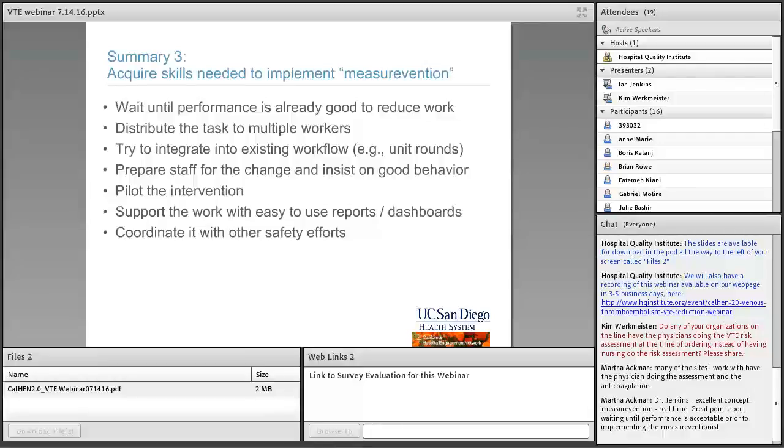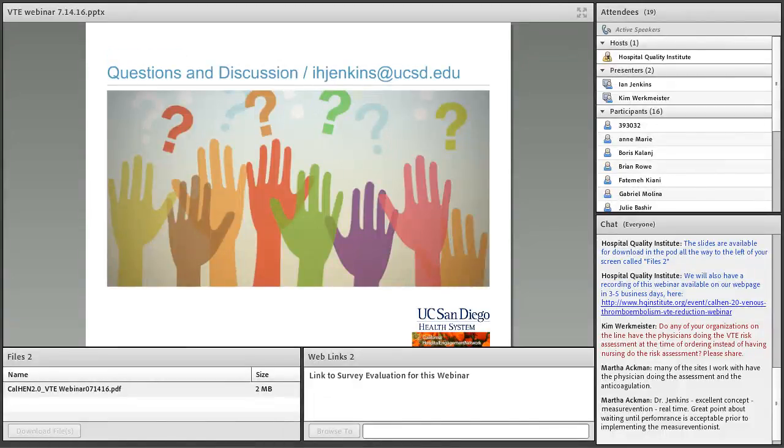Insist on good safety culture and communication, so no grumpy doctors. Pilot the intervention before launching hospital-wide, and try to support the work with easy-to-use reports or dashboards so that it's easier. So that brings us to the questions and discussion.